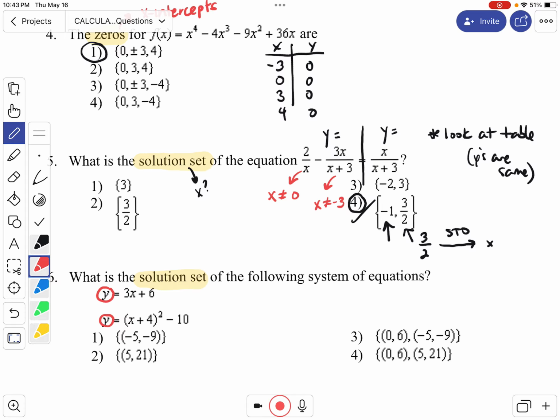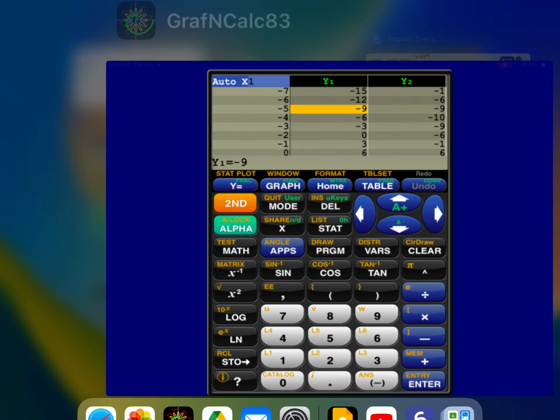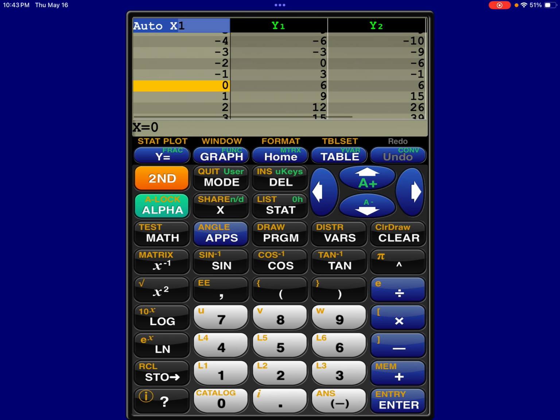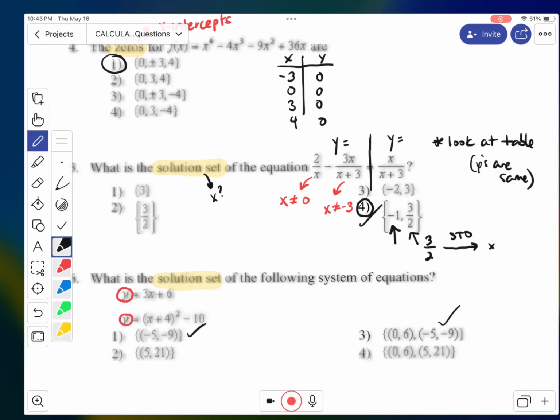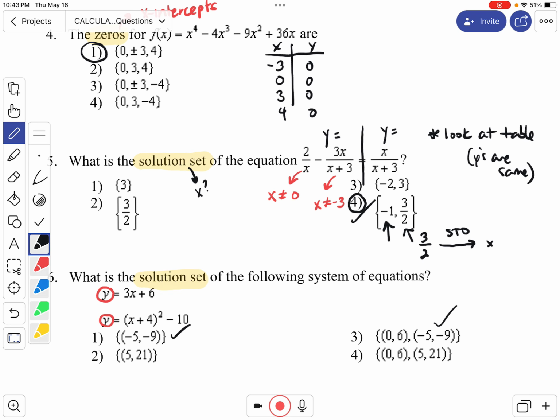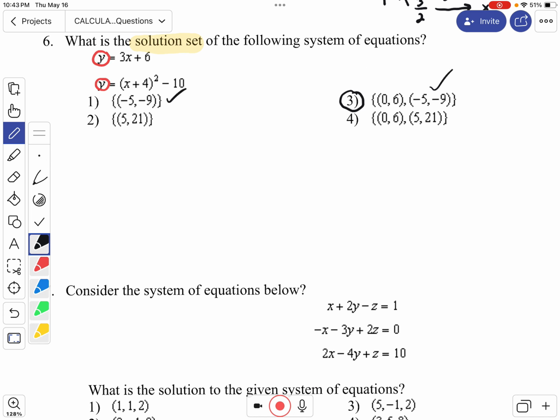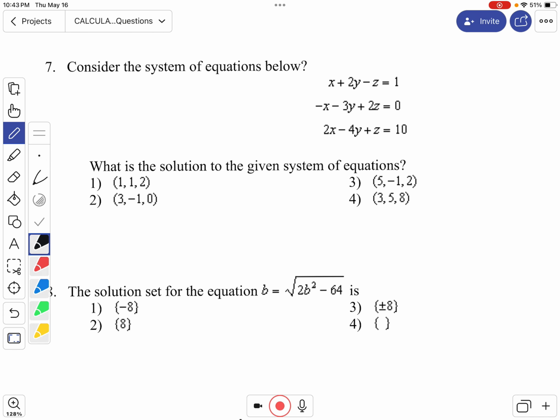So I do see -5, -9 there, and I do see -5, -9 there. But do I also see 0, 6? Well, let's check it out. There's my 0, there's my 6 and my 6. So I do have two solutions. So my answer is choice 3. Done. All right, moving on.